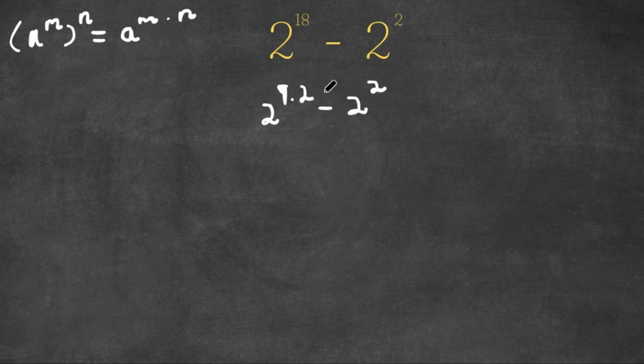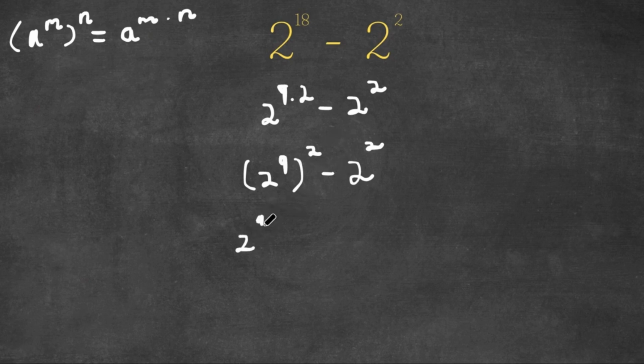Now 9 times 2, remember a to the power of m times n, this can be written as a to the power of m to the power of n. So 2 to the power of 9 times 2, this can be written as 2 to the power of 9 to the power of 2. Now minus 2 squared. Now 2 to the power of 9 squared is the same thing as 2 to the power of 9 times 2 to the power of 9.